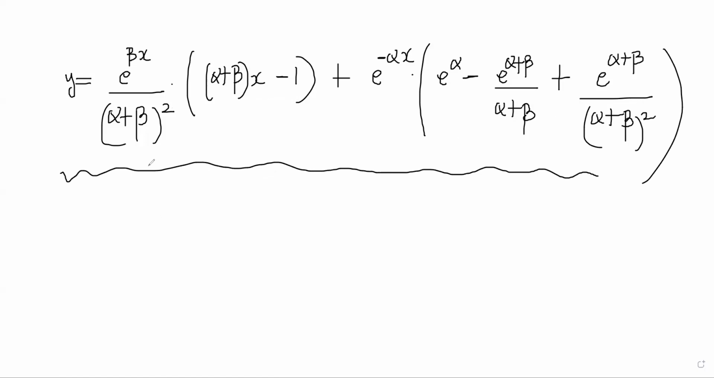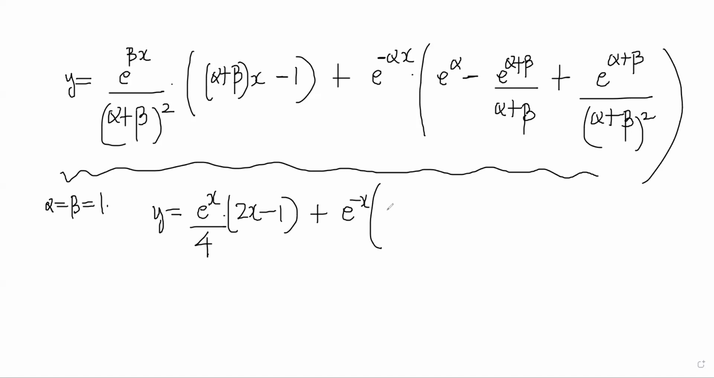Now, obviously, you have to check the options as well, which options are matching this. So I will try one case where alpha is equal to beta is equal to 1. If you try that case, you will get y is equal to e power x by 4 times (2x minus 1), plus e power minus x times (e minus e square by 2 plus e square by 4), right?